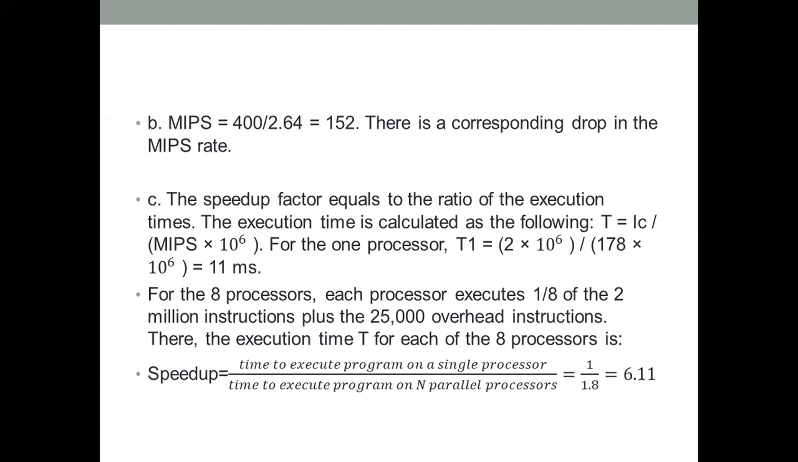For the 8 processors, each processor executes 1/8 of the 2 million instructions plus the 25,000 overhead instructions. Then the execution time T for each of the 8 processors is computed. Speedup equals the time to execute the program on a single processor divided by the time to execute the program on n parallel processors. So we got 1 divided by 1.8. So the answer is 6.11.